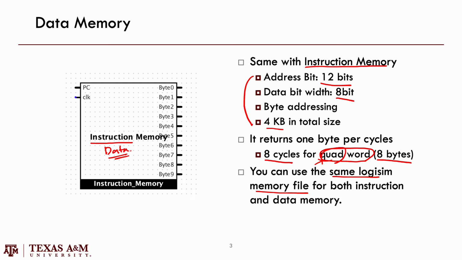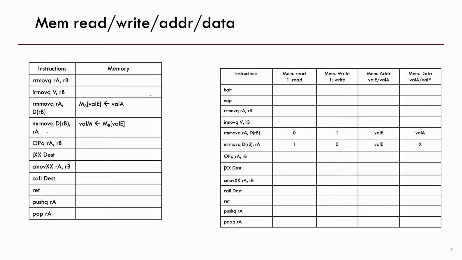Again, we have our new table that has all the selection logic of each input to the memory module. Based on this transformed computation table for the memory stage, we have all the computations for all the instructions. Let's take a look at the rmmovq instruction and the mrmovq instruction as examples, and then we will select the inputs to the memory module from the four control signals that we introduced in the previous slides.